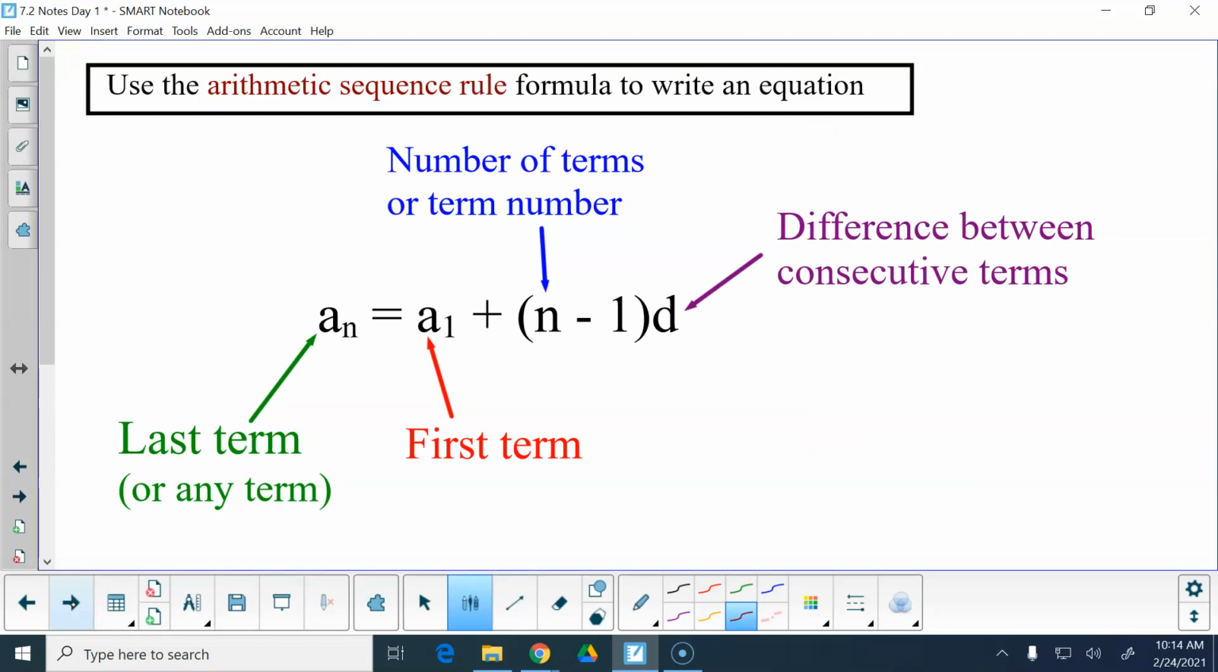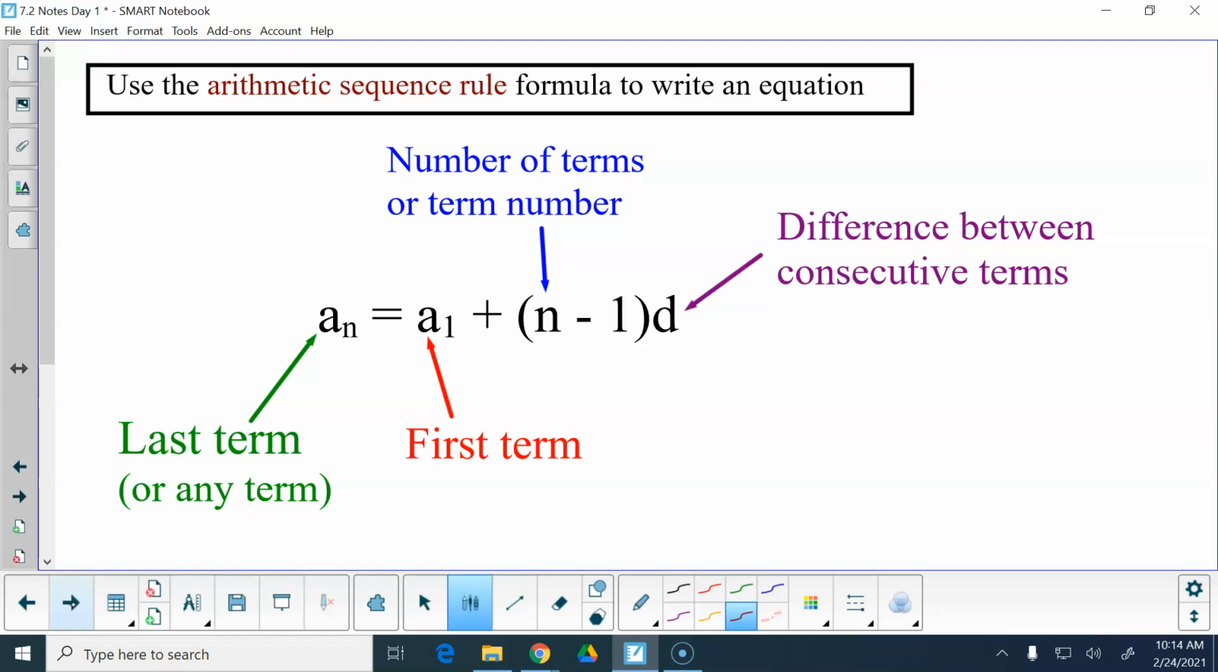So, this is called the rule. You definitely want to write this down. You definitely want to put a big old star next to it. In fact, you probably want to put it in a box so that you can easily find it. This is very important. This is the arithmetic rule. You are going to use this for the remainder of this unit.